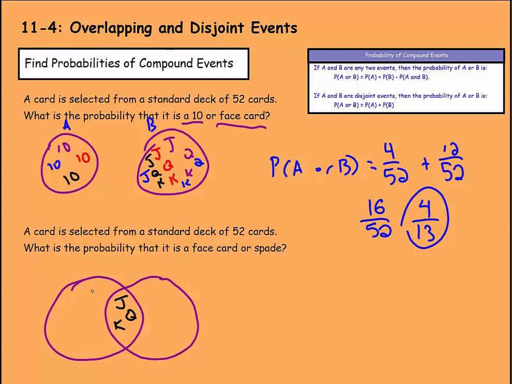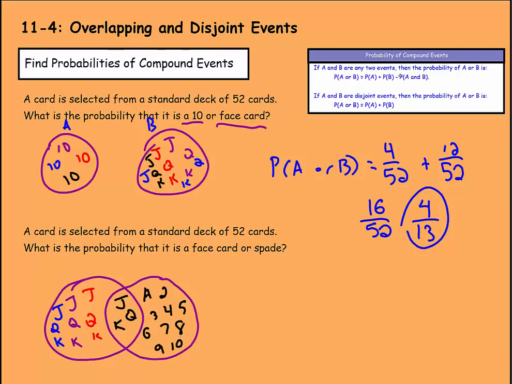The other face cards, we would have the jack of diamonds, the queen of diamonds, and the king of diamonds. The jack of hearts, the queen of hearts, the king of hearts. Then we'd have the jack of clubs, the queen of clubs, and the king of clubs. Now we're looking for spades over here that we haven't used already. We'd have ace, 2, 3, 4, 5, 6, 7, 8, 9, and 10.